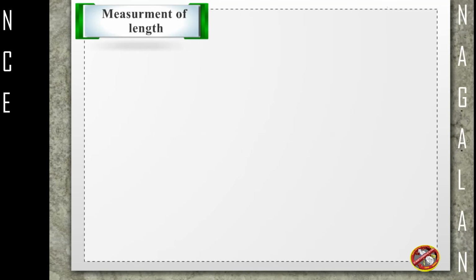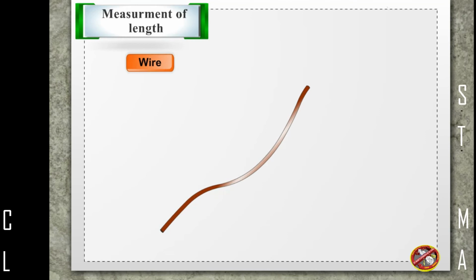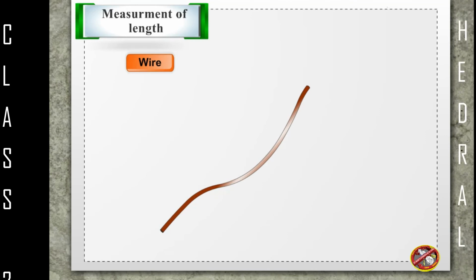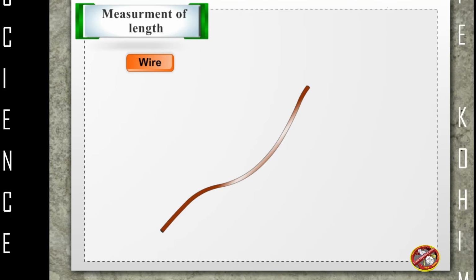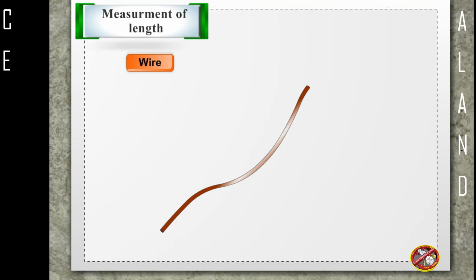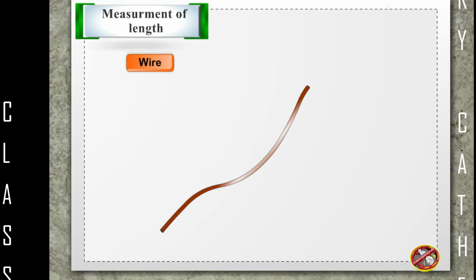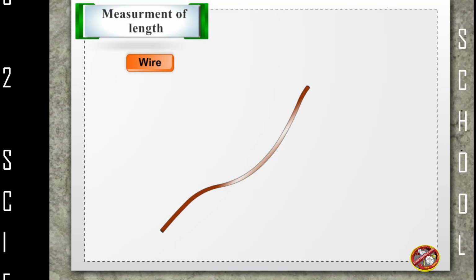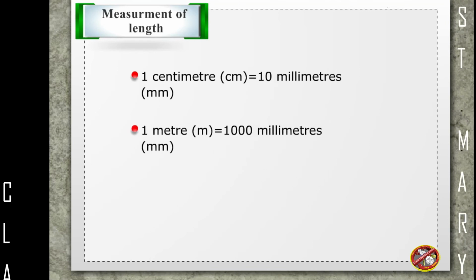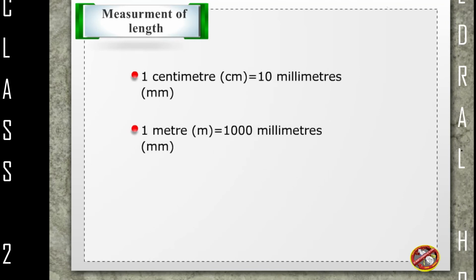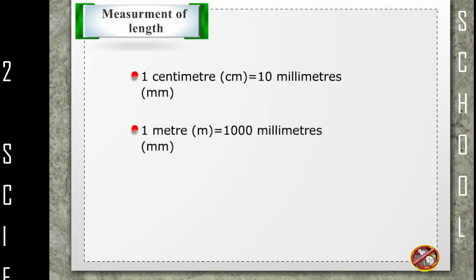The thickness of a thin wire is of very small length, which is much smaller than a centimeter. It is inconvenient to express such a small length, thickness, in terms of centimeters. So, the thickness of such objects is measured in millimeters. 1 centimeter equals 10 millimeters. 1 meter equals 1000 millimeters.